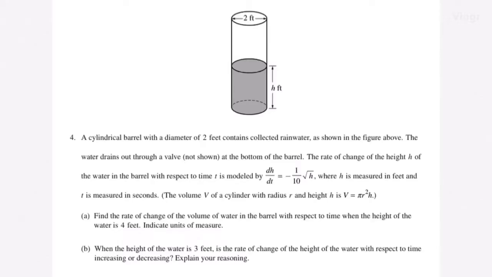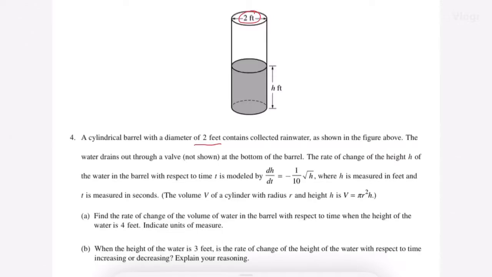So I'm gonna explain only one problem, a free response question, 2019 AP Calculus BC free response question number 4. Let's just start. There is a cylindrical barrel with a diameter of 2 feet, and it contains collected rainwater as shown in the figure above.